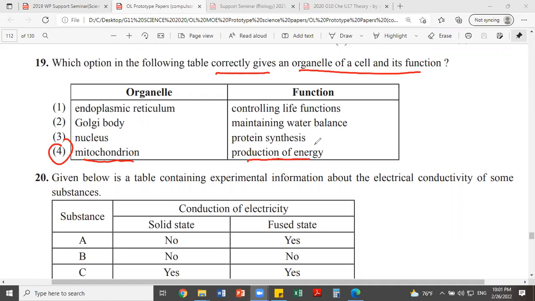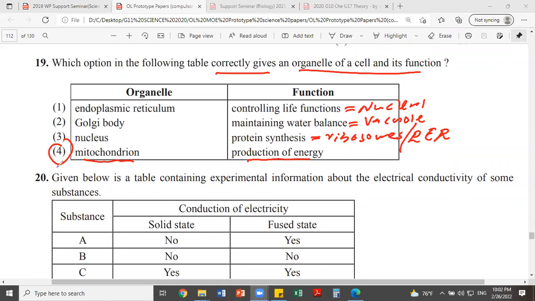Mitochondria, production of energy. Nucleus, okay, if you want, I'll tell. Protein synthesis is not by the nucleus; that is by ribosomes and RER, rough endoplasmic reticulum, which also contains ribosomes. Maintaining the water balance is by the vacuole. If you don't know, write it. Controlling the life functions, all the living activities of the cell, is by the nucleus. So that's why the other three are wrong.